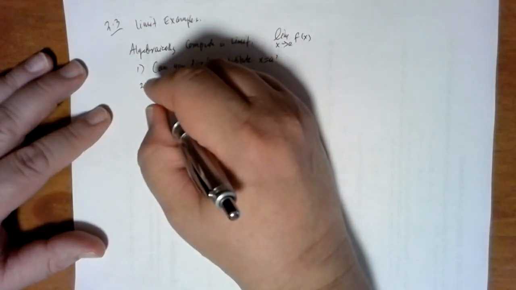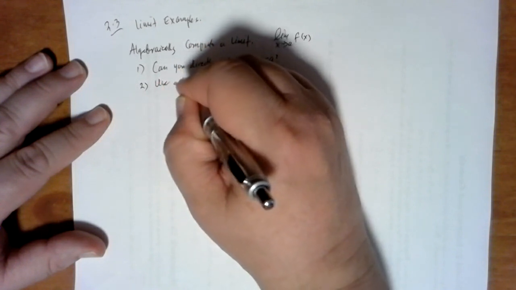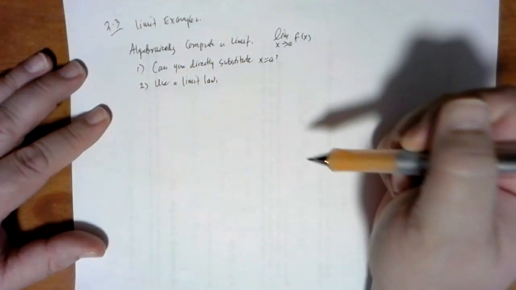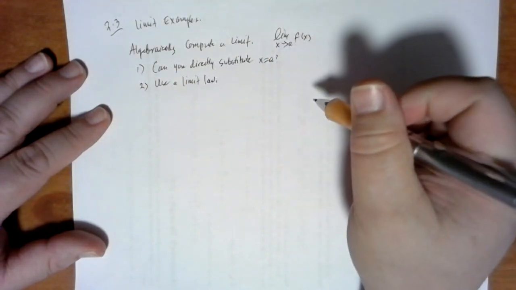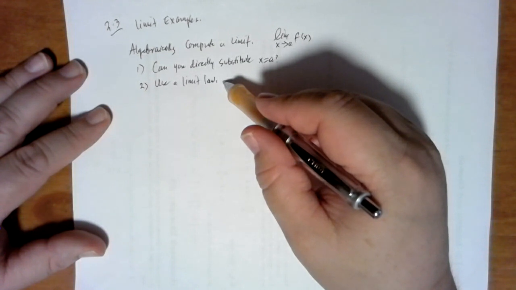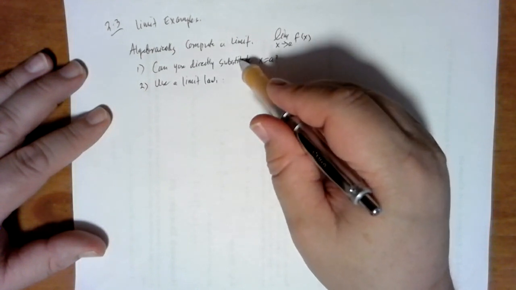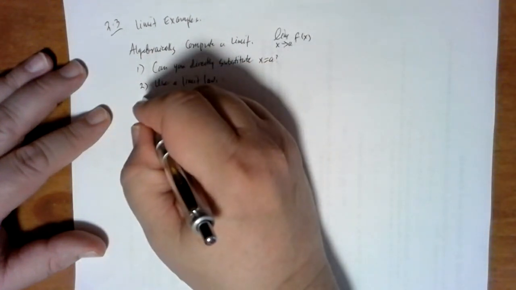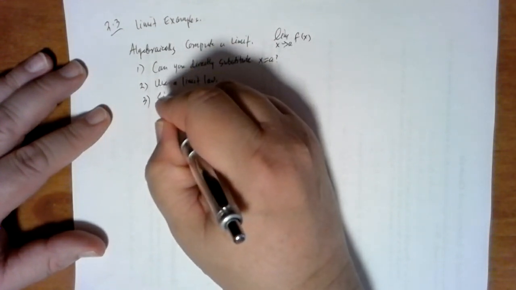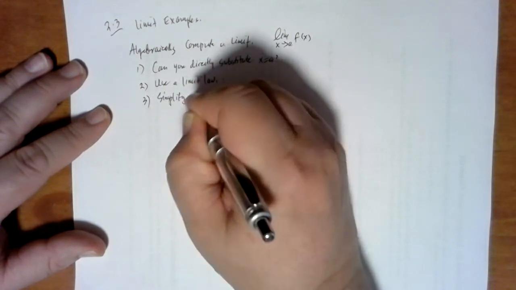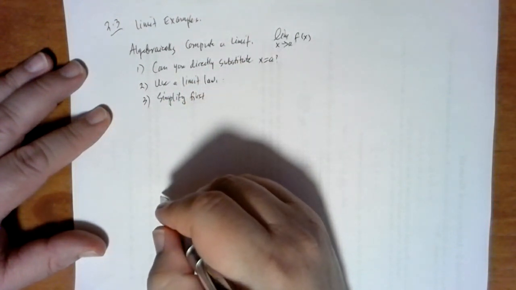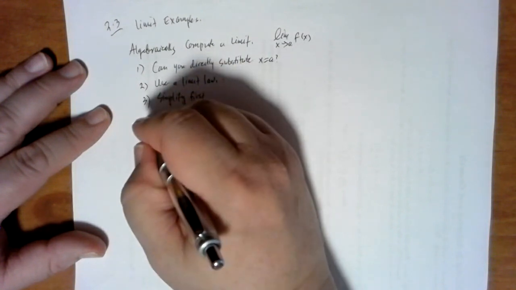And so you could also use a limit law. In fact, these are kind of the same thing for some functions, because if we have a polynomial or a rational function, a limit law says that you can directly substitute. 3, we should try to simplify where possible. Simplify first if you need to. We're going to see an example of that in just a second.